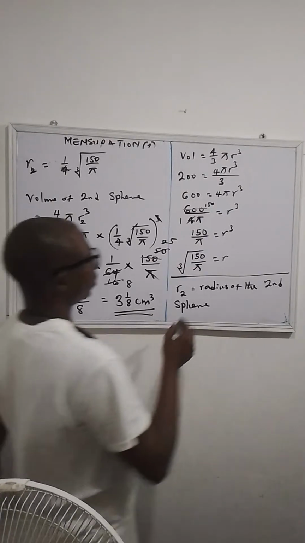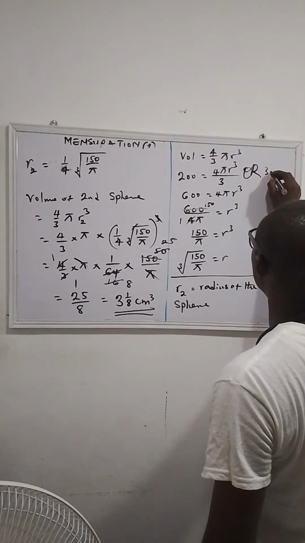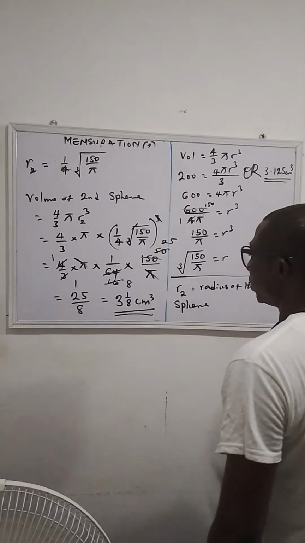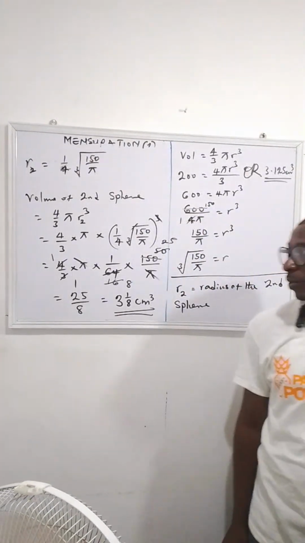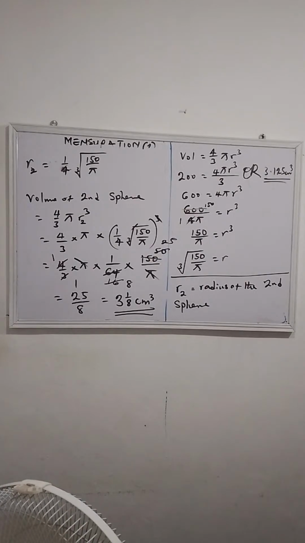Or you write it like this. I want to write it in decimal. That's 3.125 centimeter cube. So this is going to be the answer to the problem. Alright, so any question based on what we have just done? The volume of the second sphere. Any question based on what we have done?